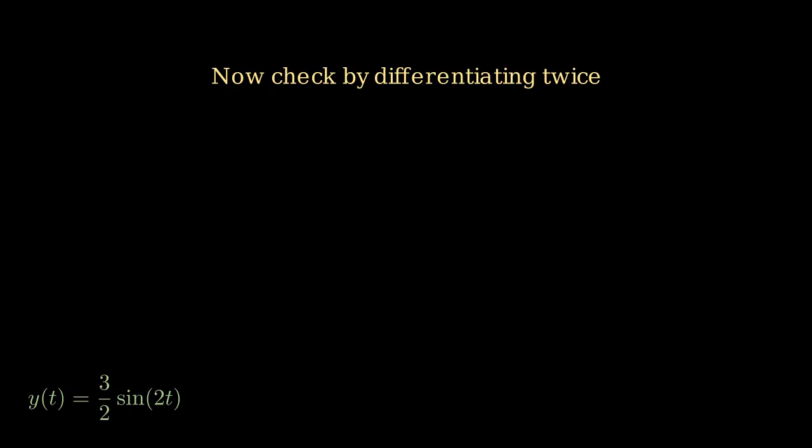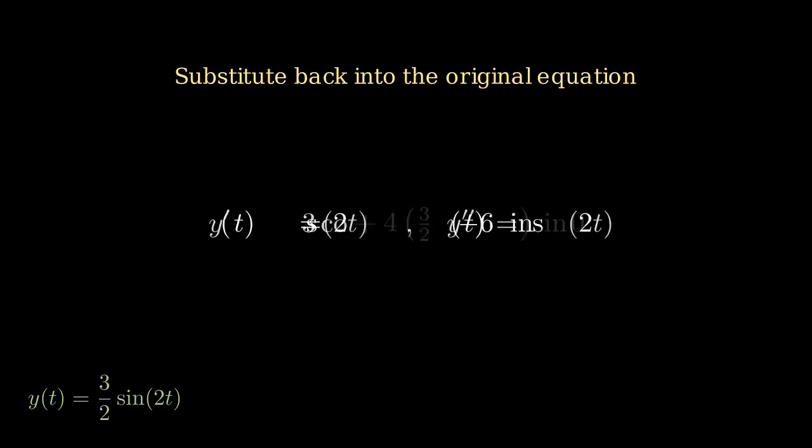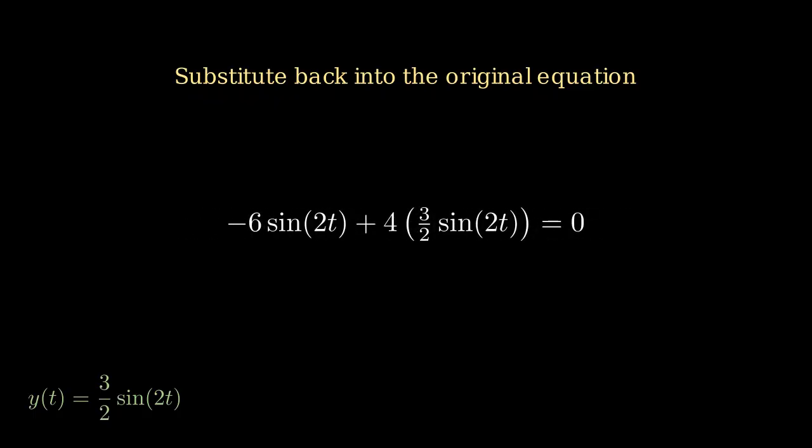Differentiate y of t equals 3/2 times sin of 2t twice with respect to t. The first derivative is 3 times cosine of 2t, and the second derivative is negative 6 times sine of 2t. Substituting these back into the original equation, negative 6 times sine of 2t plus 4 times 3/2 times sine of 2t gives negative 6 sine of 2t plus 6 sine of 2t, which equals 0, exactly as required.